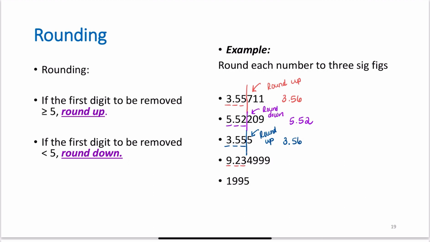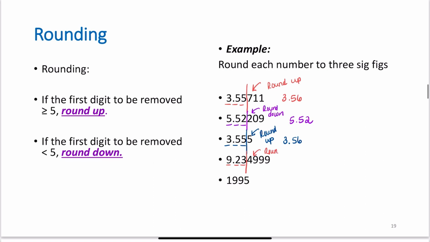1, 2, 3. The leftmost digit is a 4. I'm going to round down. I will often have students ask me, but there's a 9 after the 4. What do I do? I know there's a 9 after the 4. We are ignoring any number past the first digit to be removed.